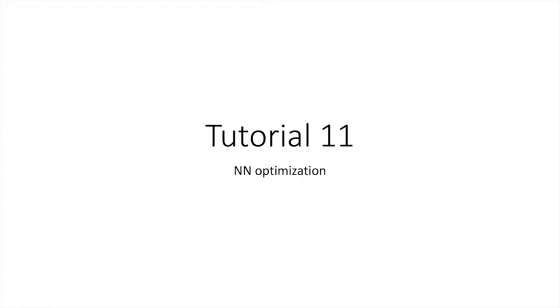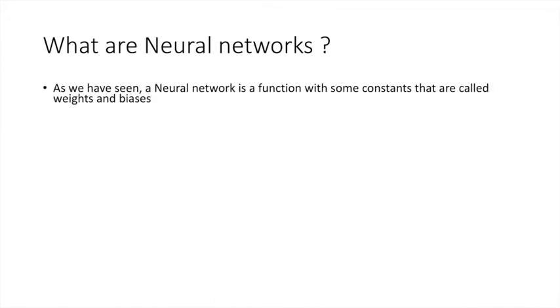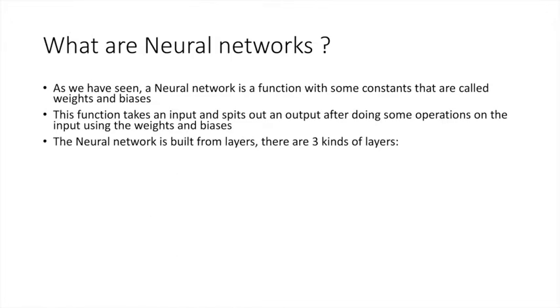Welcome to Optimization Tutorial 11, Optimizing Neural Network. So what is a neural network? As we have seen, a neural network is a function with some constants that are called weights and biases. This function takes an input and spits out an output after doing some operations on the input using the weights and biases.